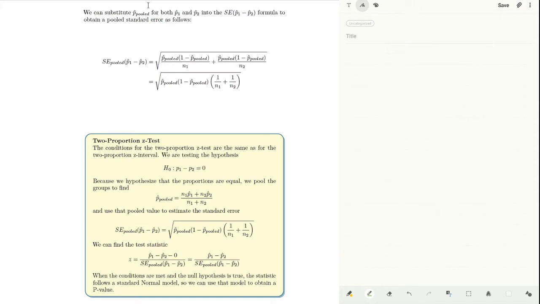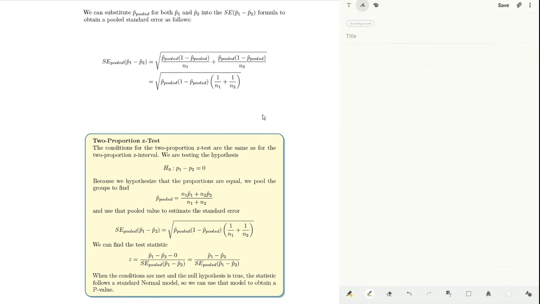So once we have calculated the pooled proportion, we can then substitute this into the standard error formula for both P1 hat and P2 hat. So we obtain this as a result. And so now the pooled standard error, after some simplifications, ends up being this formula. And so this is what we'll use to calculate the standard error when we perform a hypothesis test.